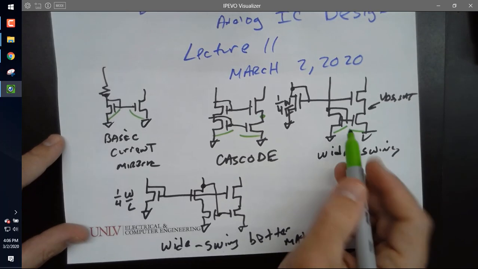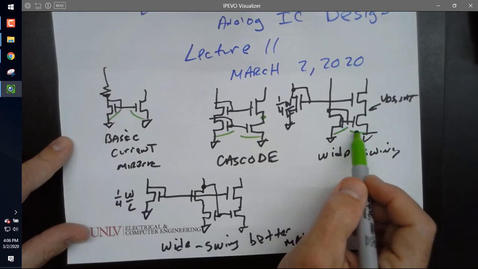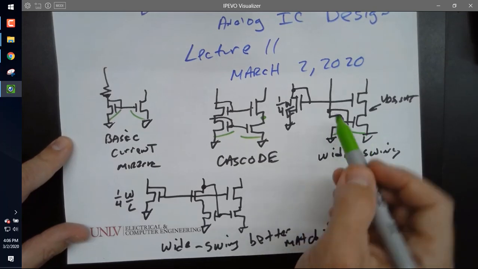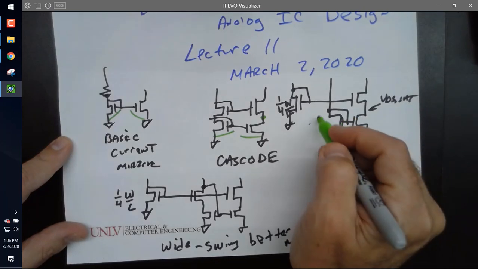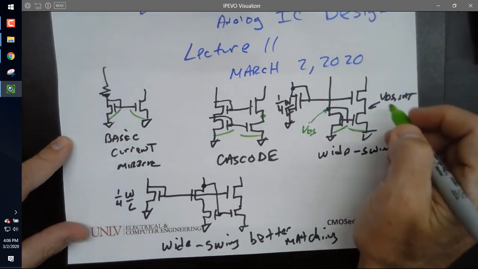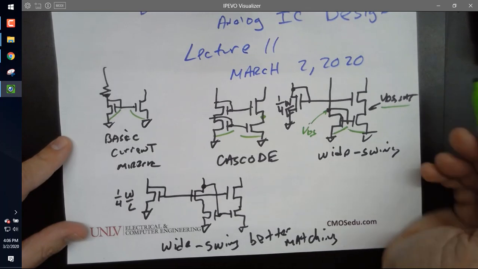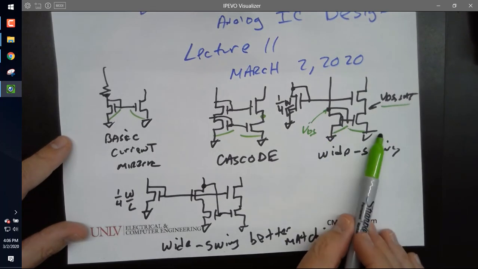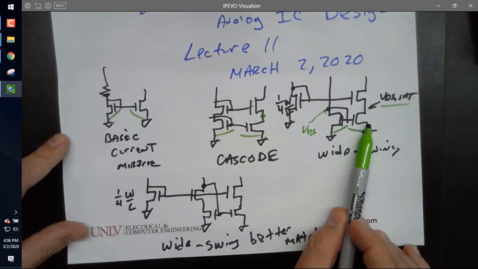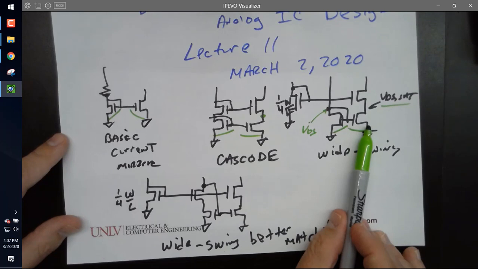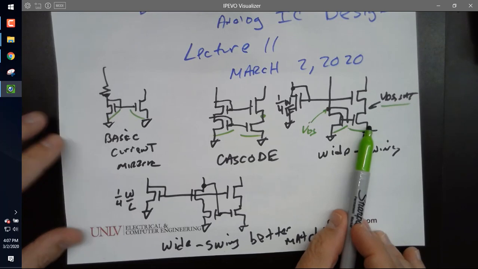And then here, you still get the VGS setting the current in each side. However, this VDS is a VGS, and this one is VDS sat. So the current in this side is going to be higher than the current in this side because the VDS of this transistor is higher than the VDS of this transistor. Everybody got that? Okay.